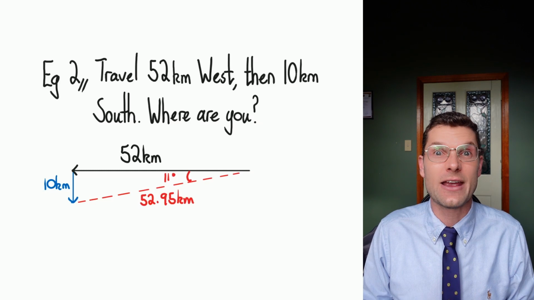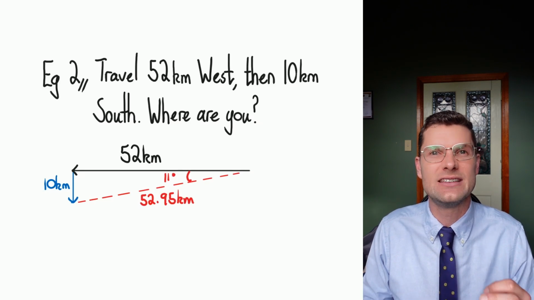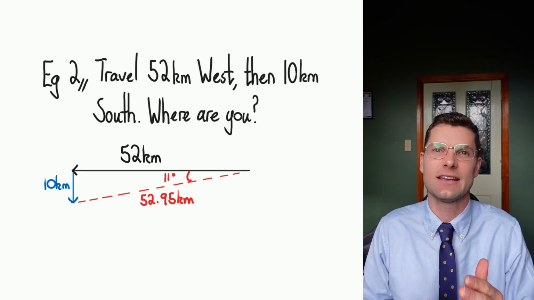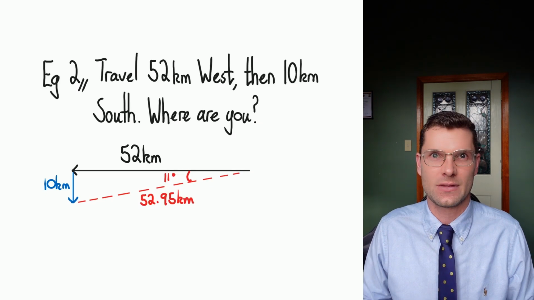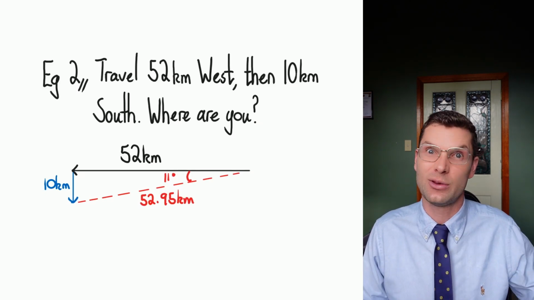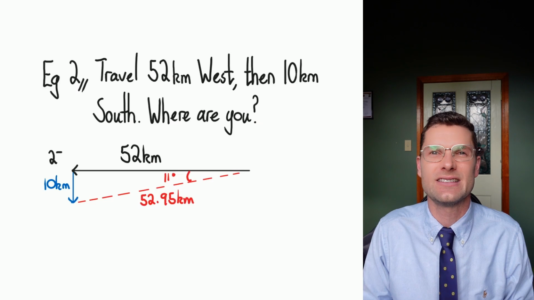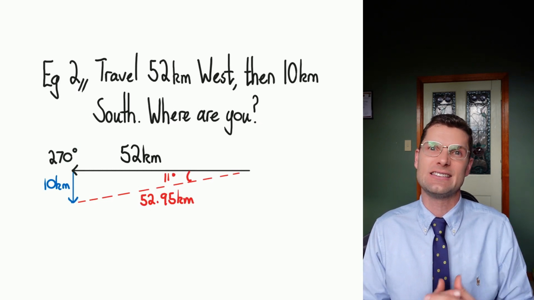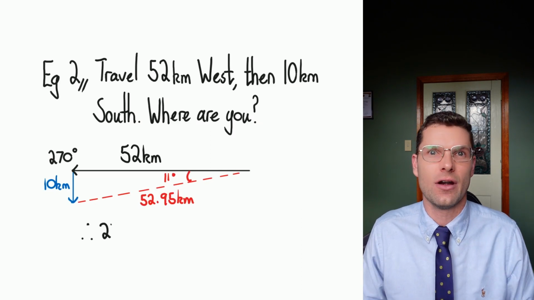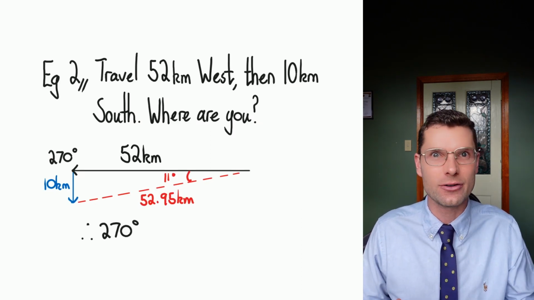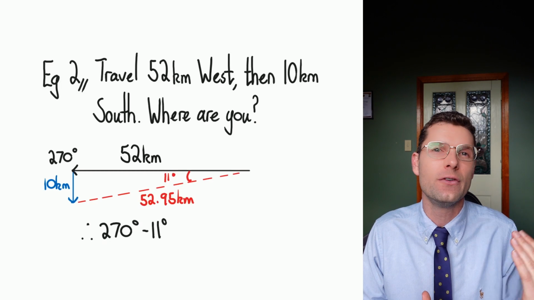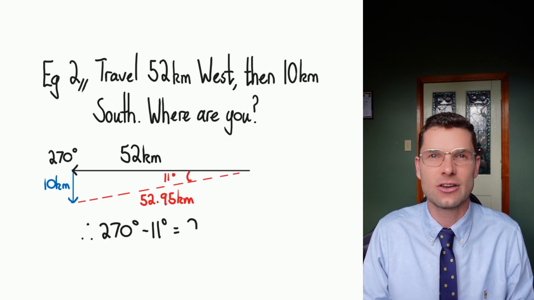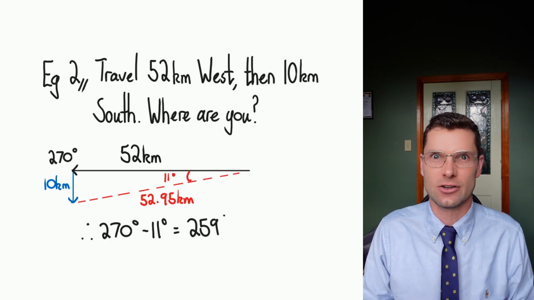What I do need to make sure that I'm doing is positioning this 11 degrees in the context of my whole compass bearing. Because I've gone completely west to start off, that's 270 degrees. And then what this triangle is saying is that I've gone a little bit south, or back this way, 11 degrees. So instead of being at 270 degrees, I've moved back that 11, so I've actually gone at 259 degrees.